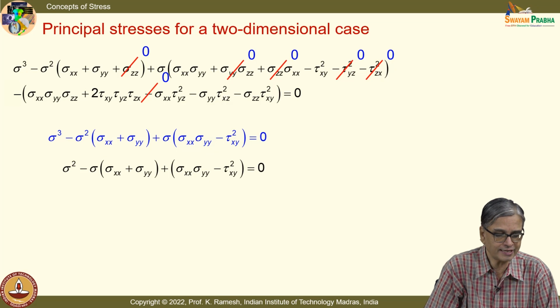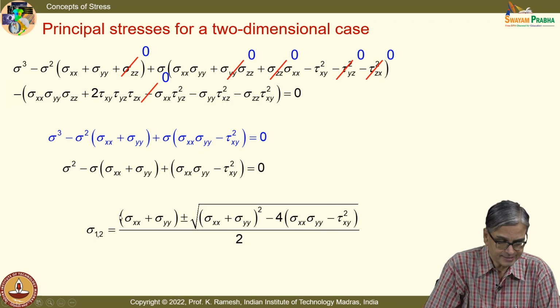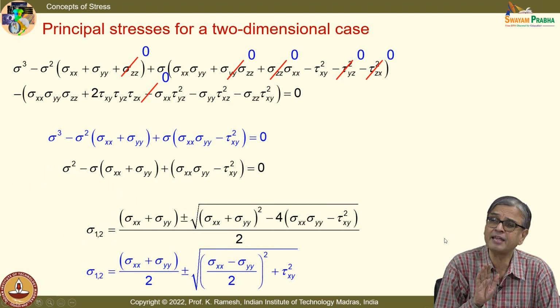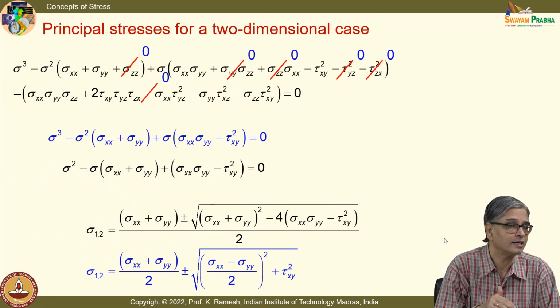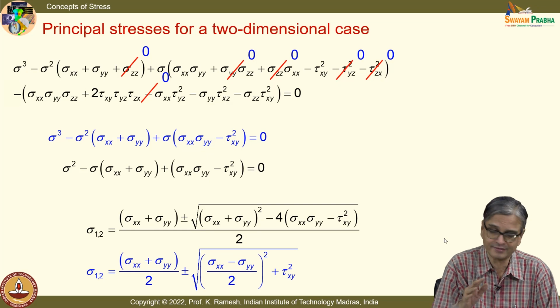So, when you do that directly, I will get sigma 1 comma sigma 2 as sigma x plus sigma y plus or minus square root of sigma x plus sigma y whole square minus 4 into sigma x sigma y minus tau squared xy whole divided by 2. When I simplify this, this reduces to the same expression like what you have got based on the Mohr circle that we have seen earlier. There is absolutely no difference.